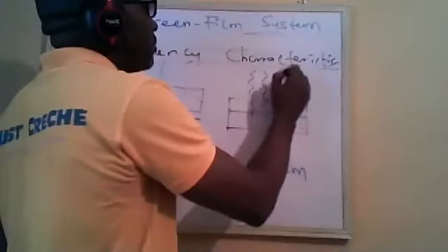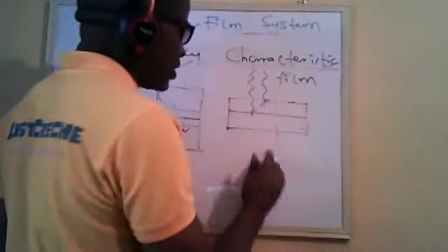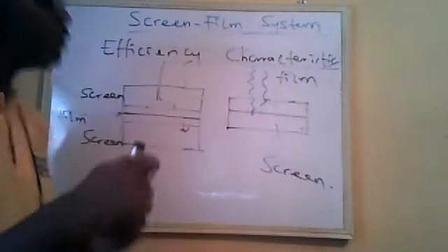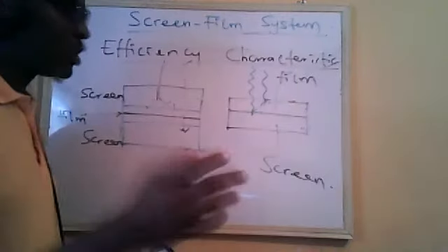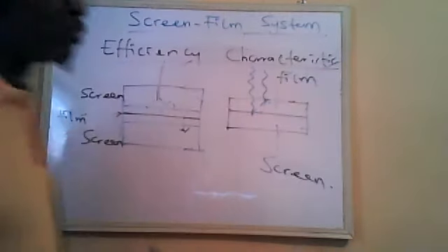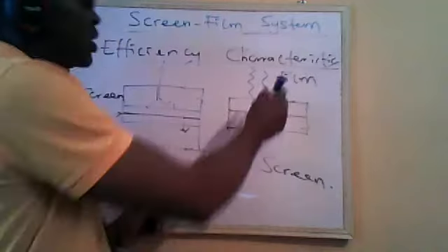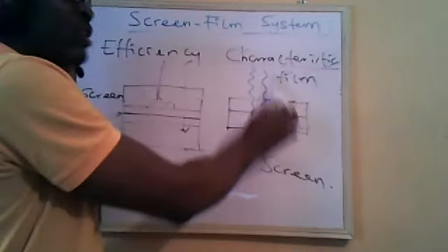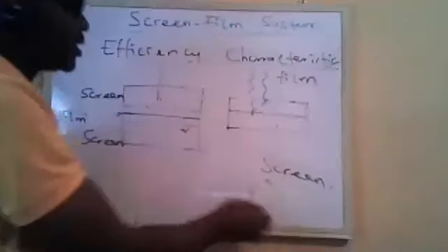We should have our film here and our screen here. This is the configuration for mammography, which uses a single film, single screen system. Because X-ray photons are not sensitive to film, but they are sensitive to the screen.